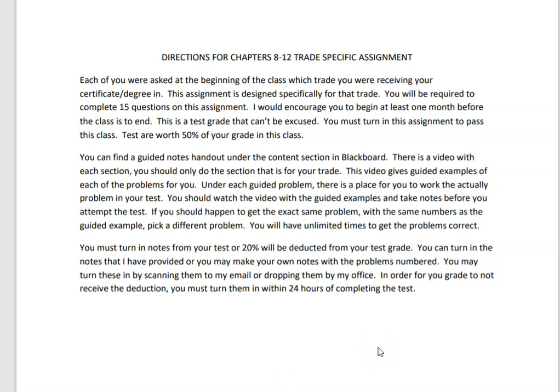This is the directions for chapters 8 through 12, trade-specific assignment. Each of you were asked at the beginning of the class which trade you were receiving your certificate or degree in. This assignment is designed specifically for that trade. You will be required to complete 15 questions on this assignment. I would encourage you to begin at least 1 month before the class is to end.